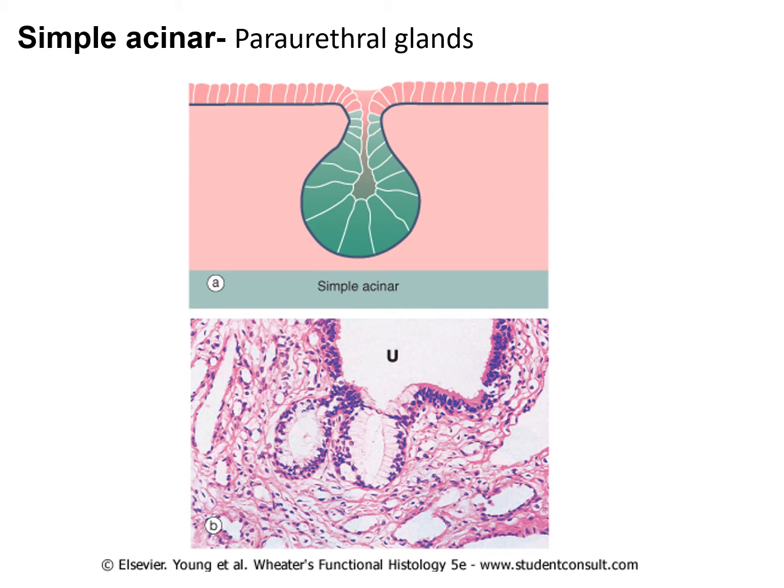Now, instead of being tubular, the secretory part is acinar in shape, or shaped like a flask or a grape. So this is known as simple acinar glands. These are seen in the paraurethral glands.